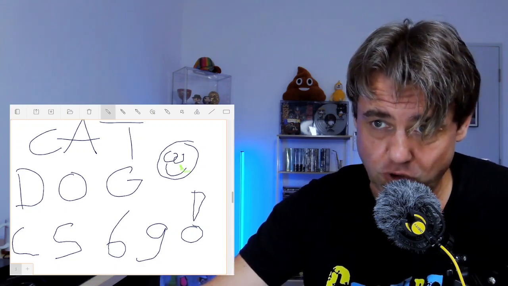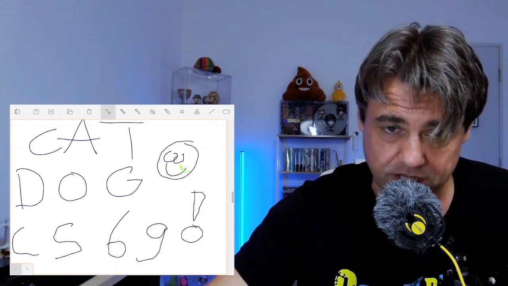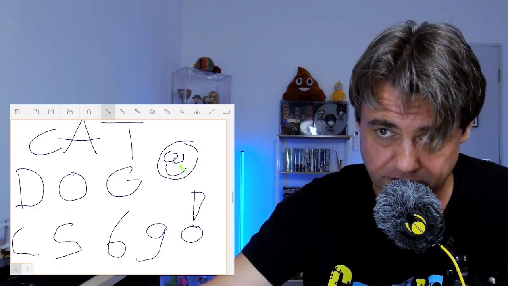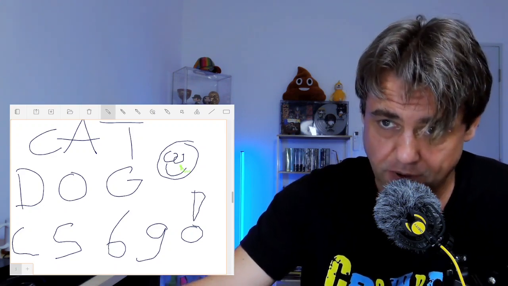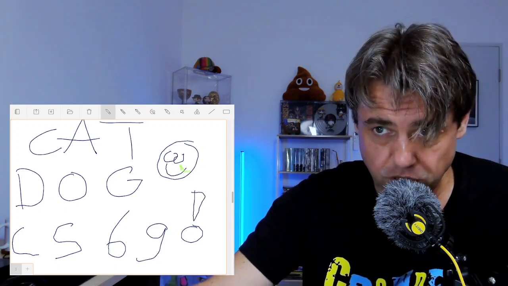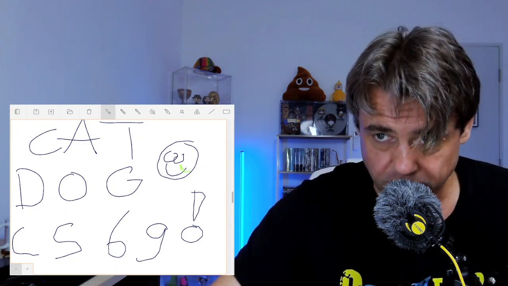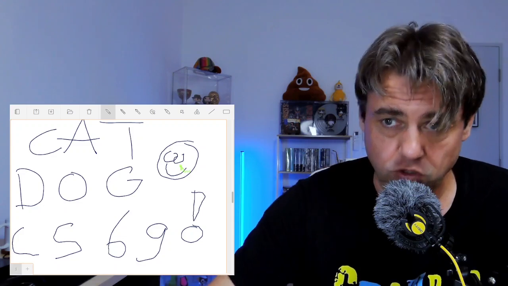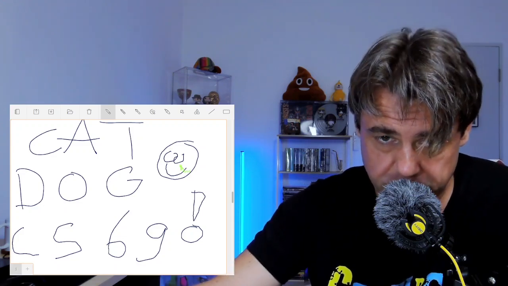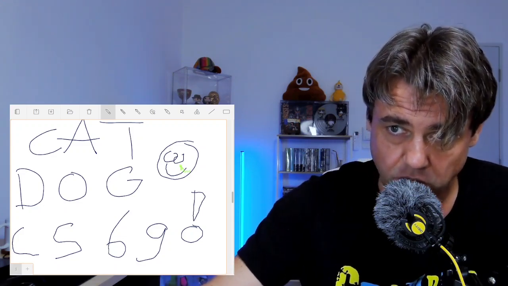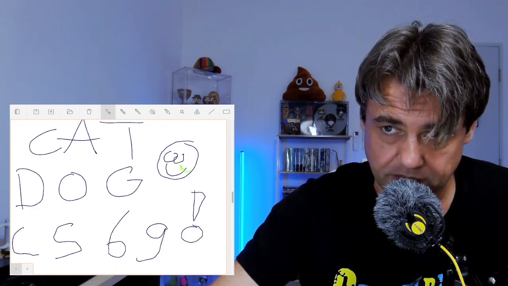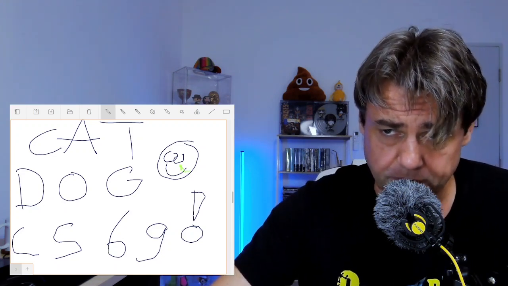So we need to store a C, we need to store an A, we need to store a T, but we also need to store that exclamation mark and the smiley. And we can only do that by means of using zeros and ones. Now, I will do a series on binary and number system as well, but that is beyond the scope of this particular series on databases and SQL.